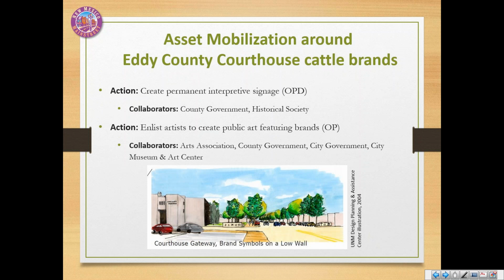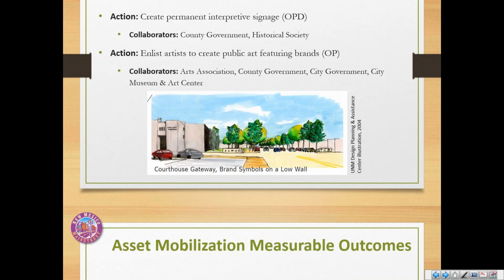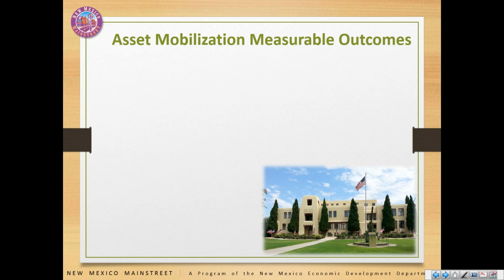And here you can see a rendering from the UNM Design Planning and Assistance Center plan that was done in 2004. And this is a simple illustration from the students that worked on this, demonstrating integrating the existing brands into a wall on the courthouse lawn that could be used as seating and could be a form of public art as well.